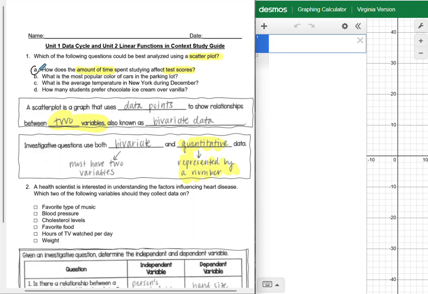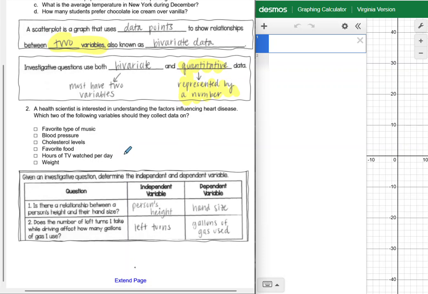That's the first one. The second one, I'll just go through them really quickly. Most popular color, that's not quantifiable. Average temperature, it's not bivariate, it's only one thing. How many students like chocolate or vanilla, that's not quantifiable. So A. All right, for number 2, a health scientist is interested in understanding the factors influencing heart disease.